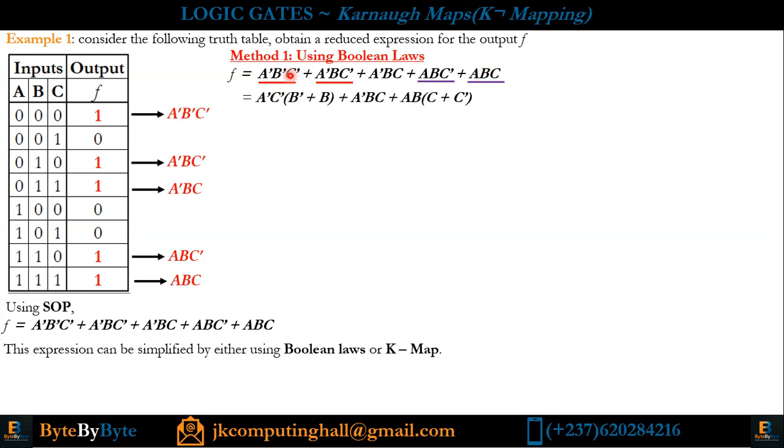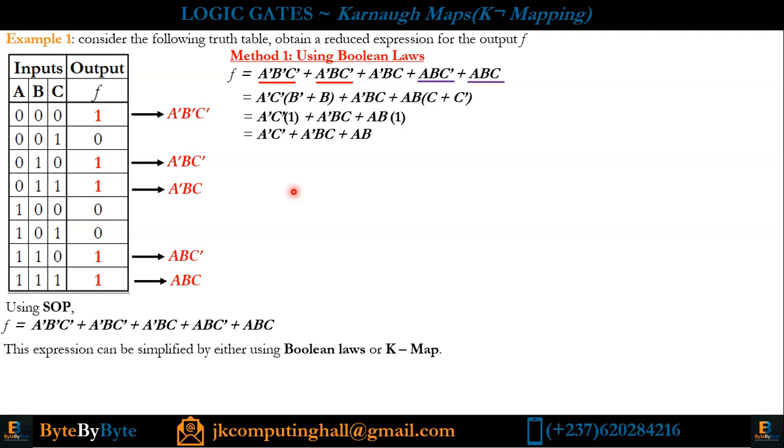That is A bar C bar into B bar plus B, AB into C plus C bar. We realize that in the important law, an input plus its inverse gives us 1, as you can see. From the identity law now, 1 times anything gives me the same thing. So I'm having A bar C bar plus A bar B C plus AB.